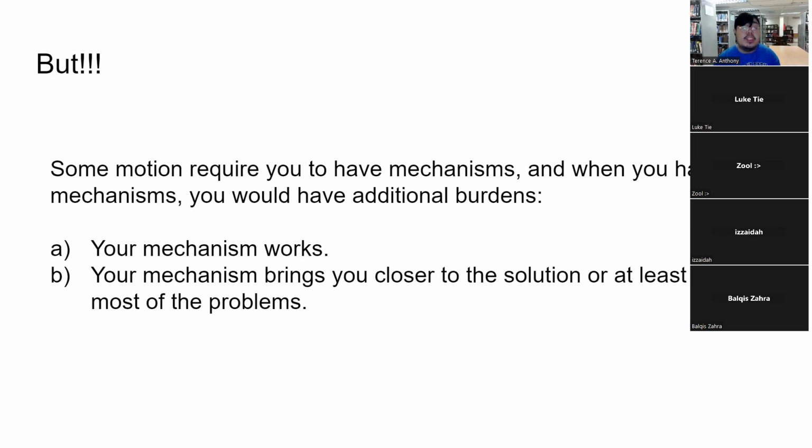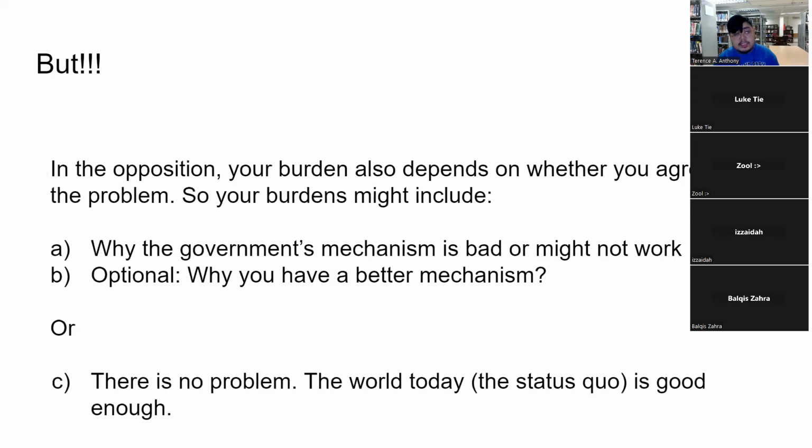So on the government bench, if you are proposing a mechanism, you have to show it works. You have to show how it's closer to the solution. Considering that in the opposition, you also have to take into account several things. So in the opposition, whatever your burden is, it is also very dependent on whether you agree with the problem. Because if you agree with the problem, then your debate becomes different. Your debate then becomes about the mechanism that the government bench might have.